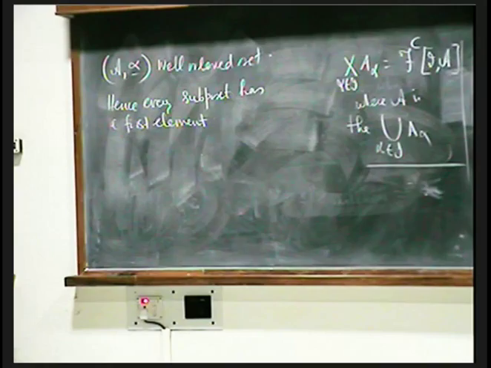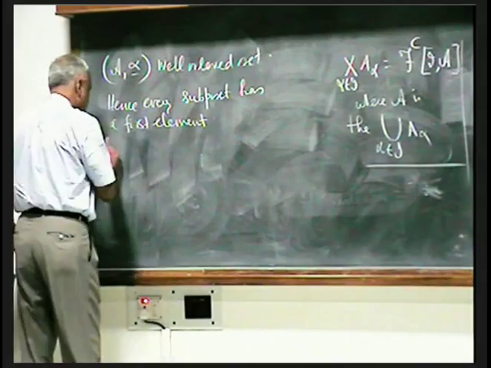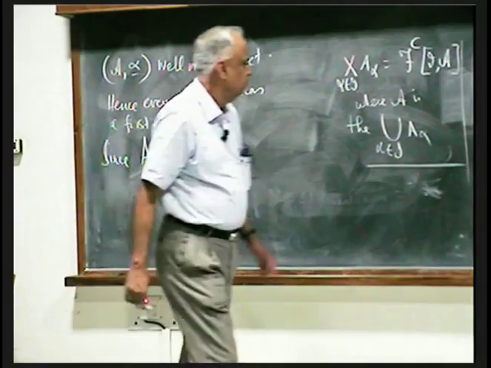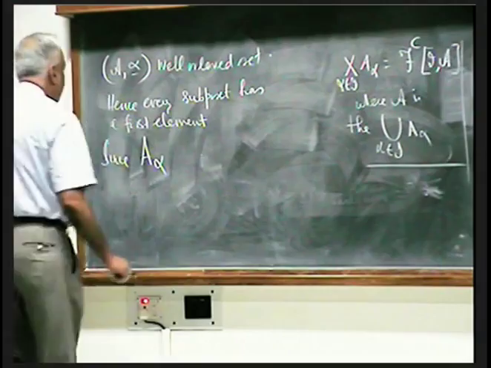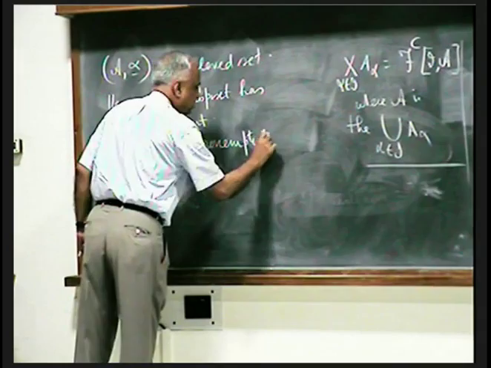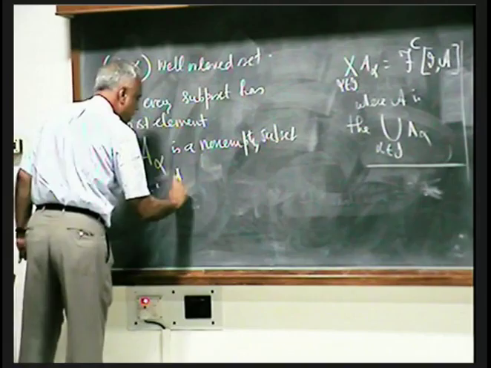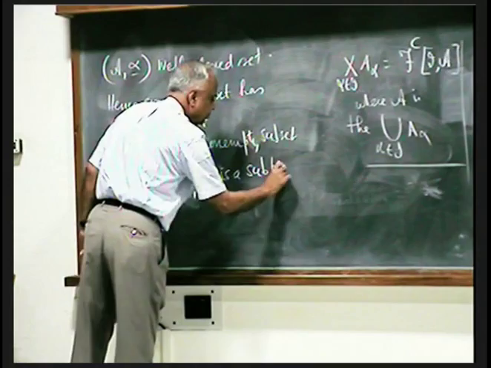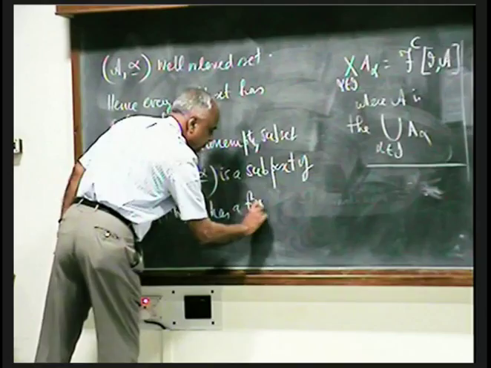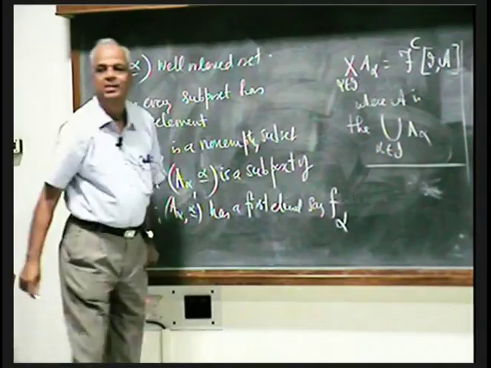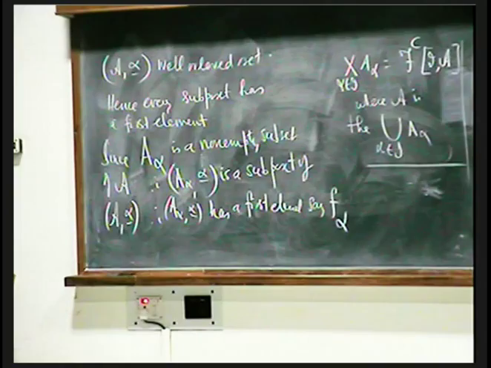So, in particular, hence, since A alpha is part of capital A, and that's non-empty, that's given to us, because all these sets are non-empty sets. So, A alpha is a non-empty subset of A, and therefore A alpha has a first element, say F alpha. Now we are done. The mapping that you want is map alpha to F alpha.